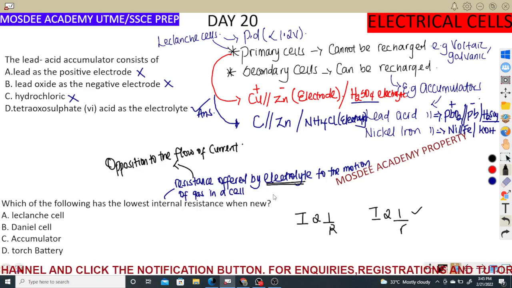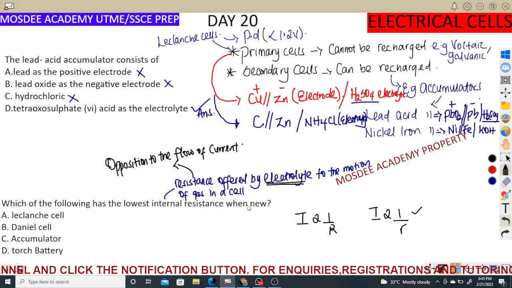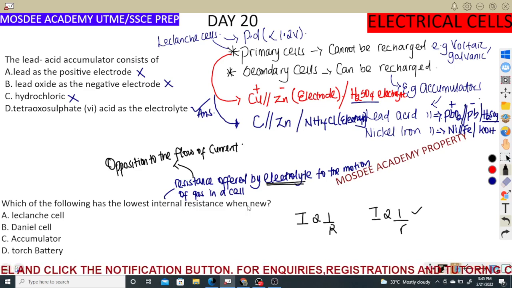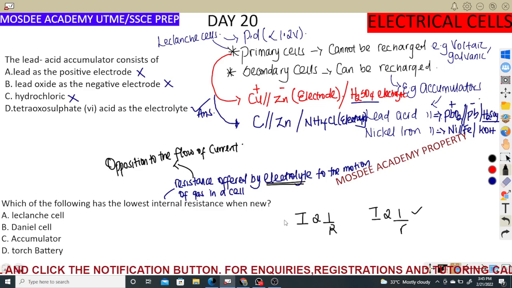So the nature of the electrolyte used affects the type of current or the PD that is going to be generated in the cell. So if the electrolyte is not that good, that means the amount of current or PD that is generated is going to be affected. So when resistance is high, you expect low current or low PD. Always keep that at the back of your mind.